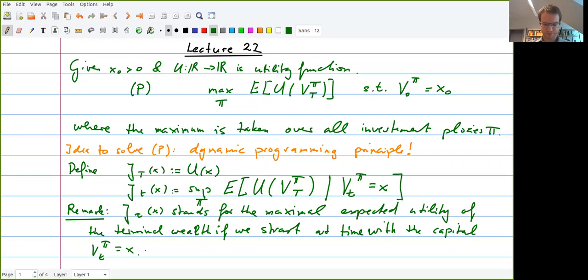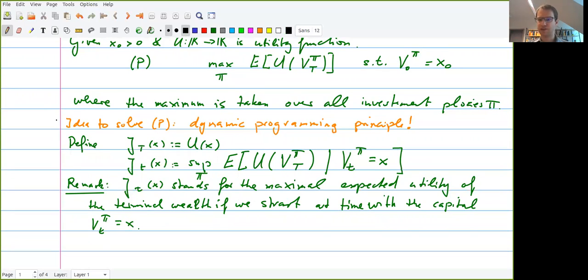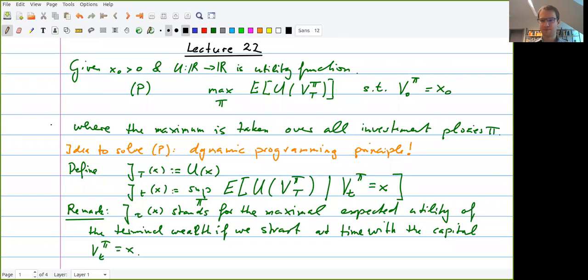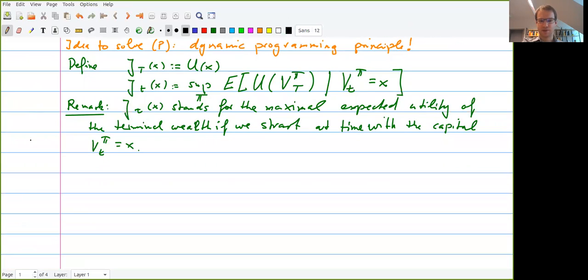Okay, so now let me present the idea of this dynamic programming principle and how we get a solution to this optimization problem P in our underlying market. This is the content of the theorem for this section. So this is 6.17 in the lecture notes.